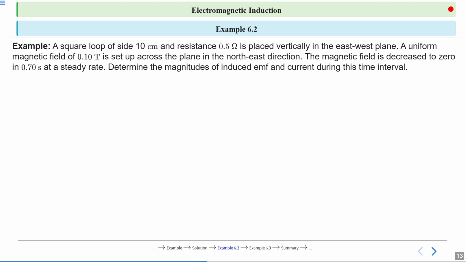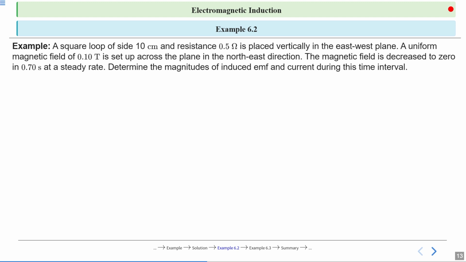Second example, 6.2. A square loop of side 10 centimeter and resistance 0.5 ohm is placed vertically in the east to west plane. This square loop is placed vertically, along an axis. You can assume an axis connecting the east and west directions, and that square loop is vertical to that axis and contains that axis. It has resistance 0.5 ohm and a side of 10 centimeter.